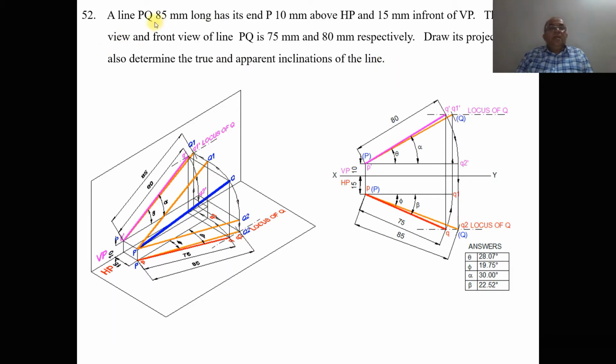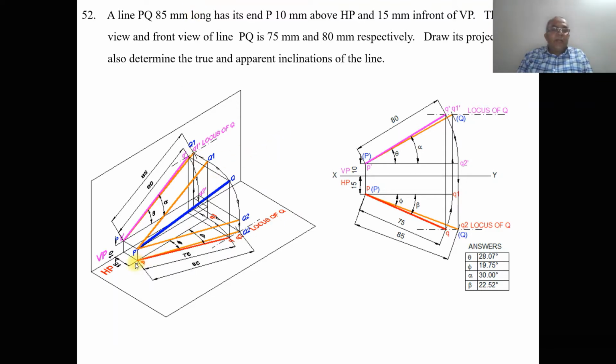So here, he has given one end point of the line, P, which is 10 mm above HP and 15 mm in front of VP. And he has given the top view and front view of line PQ as 75 mm and 80 mm respectively. So that means he has given the top view and the front view length, but he has not given the inclinations, and he has given the true length, but not the true inclinations. So now, first, how to solve this problem?